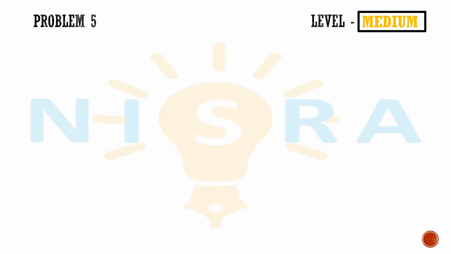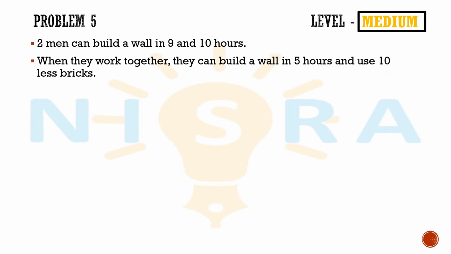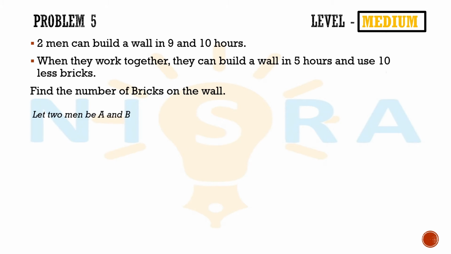Now we look into problem 5. Two men can build a wall in 9 and 10 hours respectively. When they work together, they build a wall in 5 hours and use 10 fewer bricks. Find the number of bricks on the wall. Let's consider the two men as A and B.